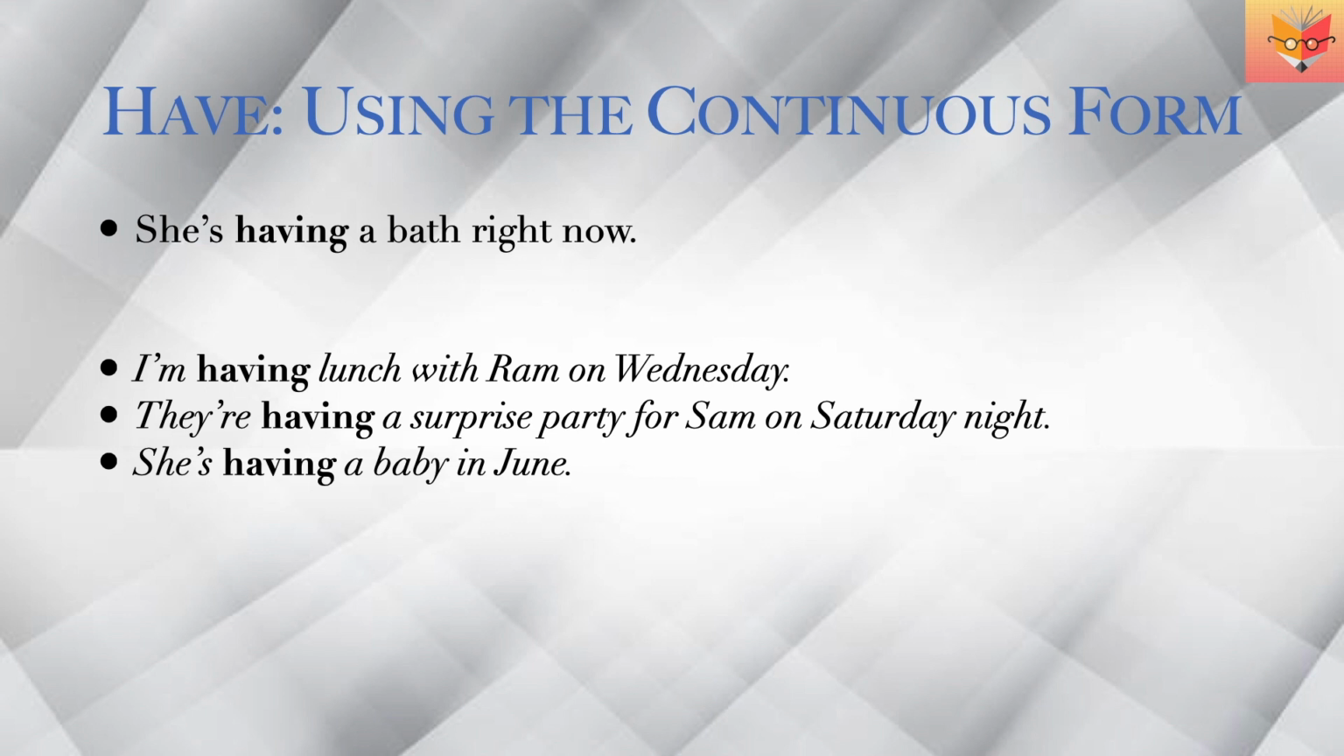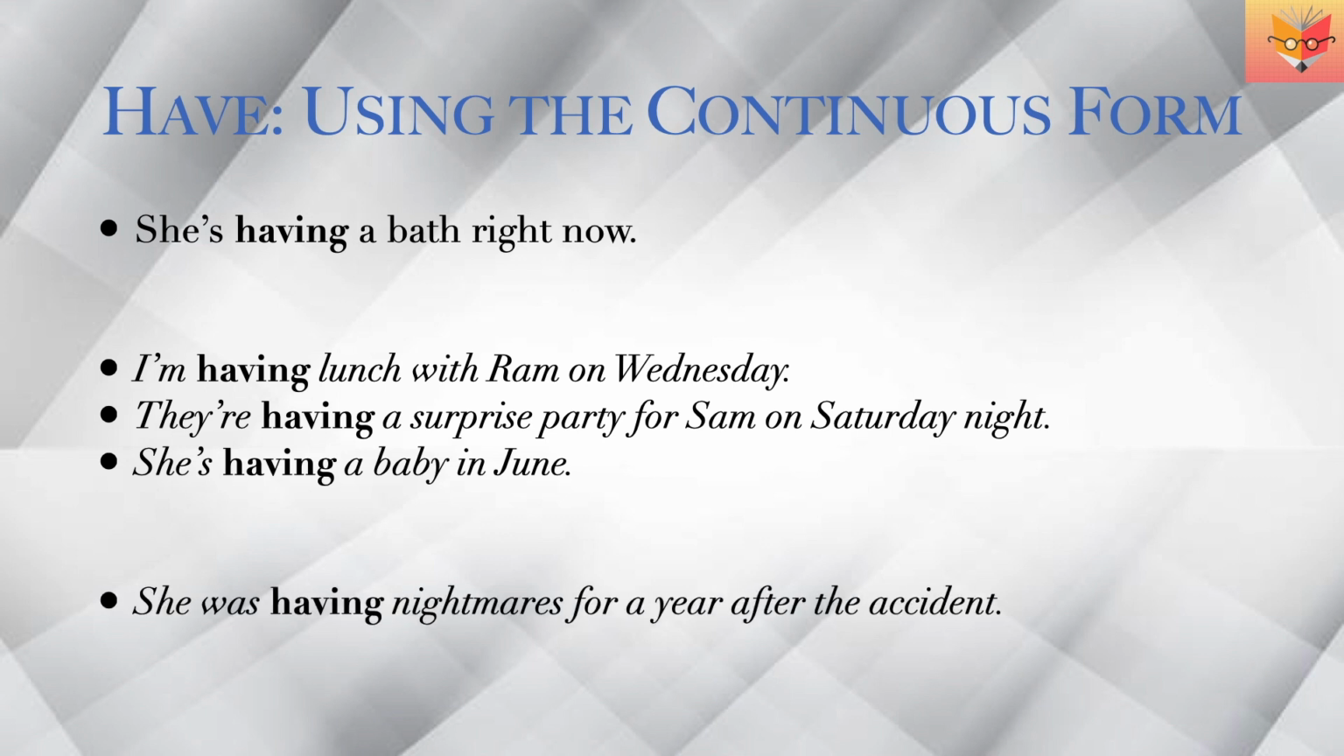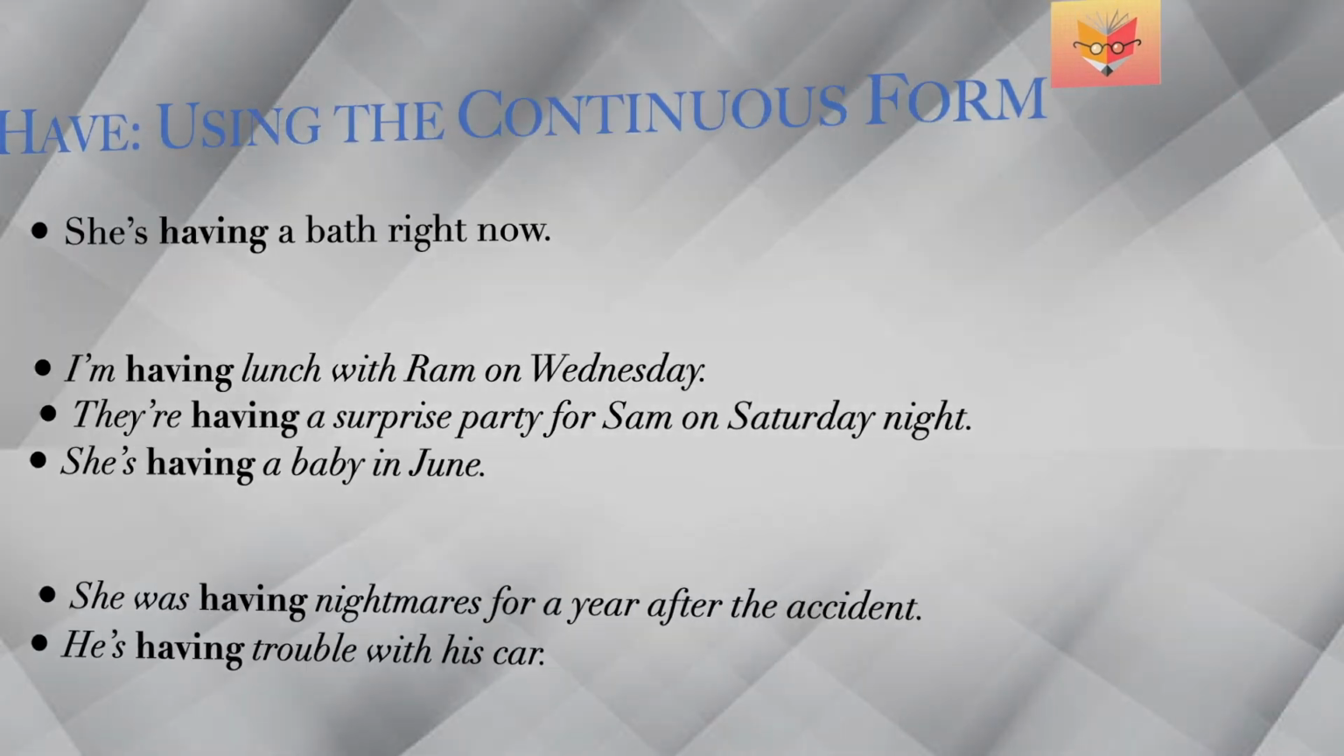We use the continuous form of have when the event or action is ongoing or repeated. For example, she was having nightmares for a year after the accident. He is having trouble with his car.